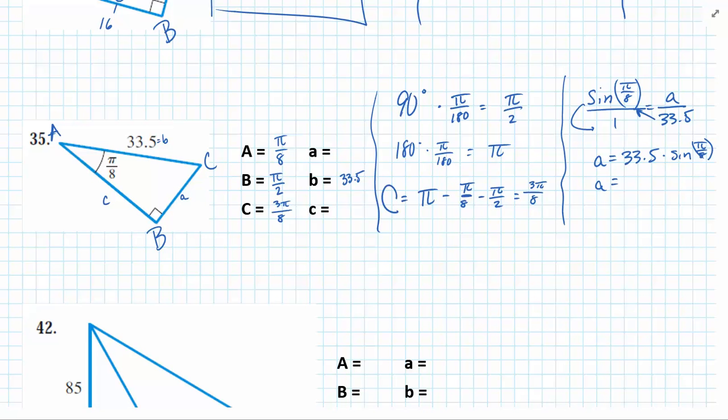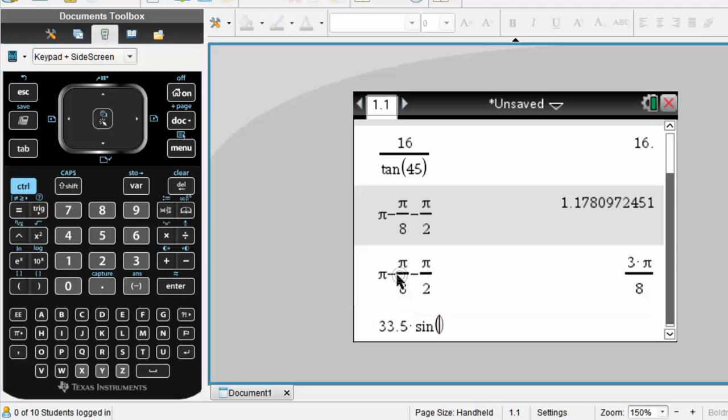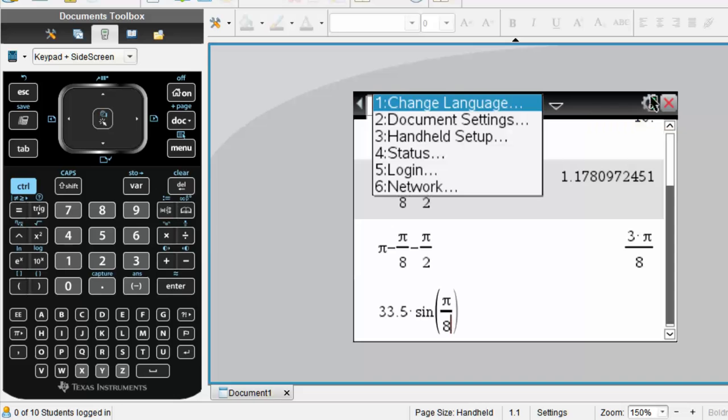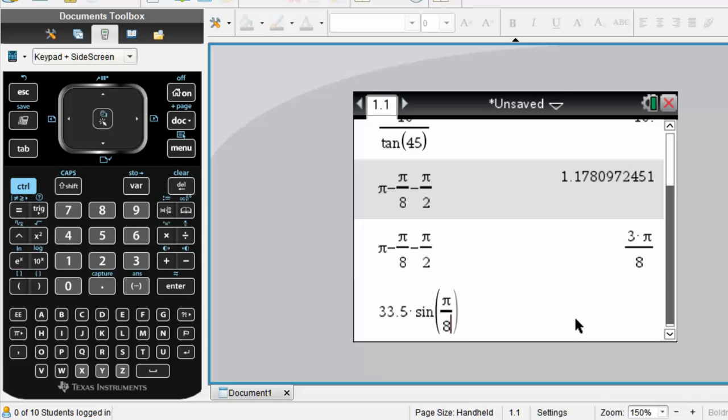Let me show you how to do that. We're going to write 33.5 times sine of the fraction pi over 8. Now before we press equals, we're going to come up to the gear here and select that and choose the document settings. We're going to change this from degree to radian and press OK.